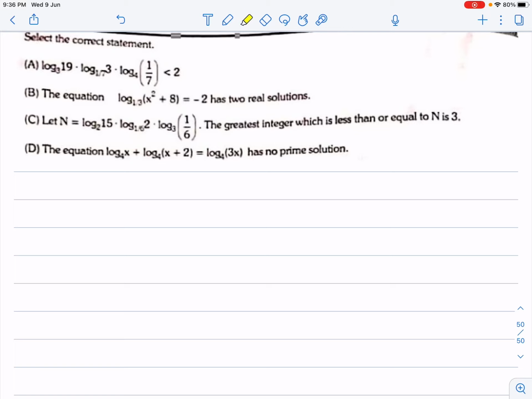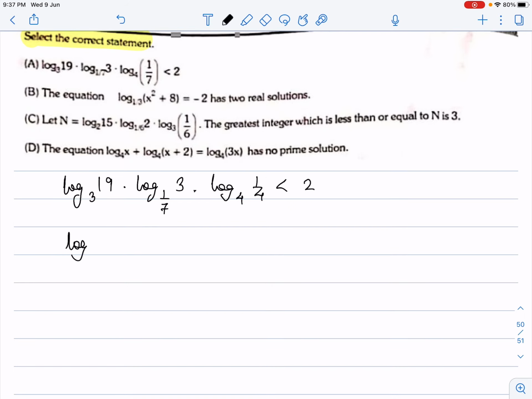So we'll be going to solve this question written on the screen. Select the correct statement is given to you. And what has been written over here? The option A: log 19 base 3 multiplied by log of 3 base 1 by 7 multiplied by log of 1 by 7 base 4 is less than 2. So let's see whether it is right or not.